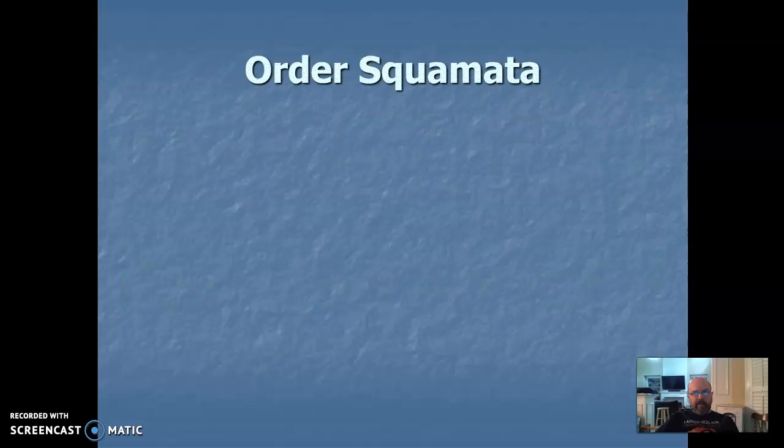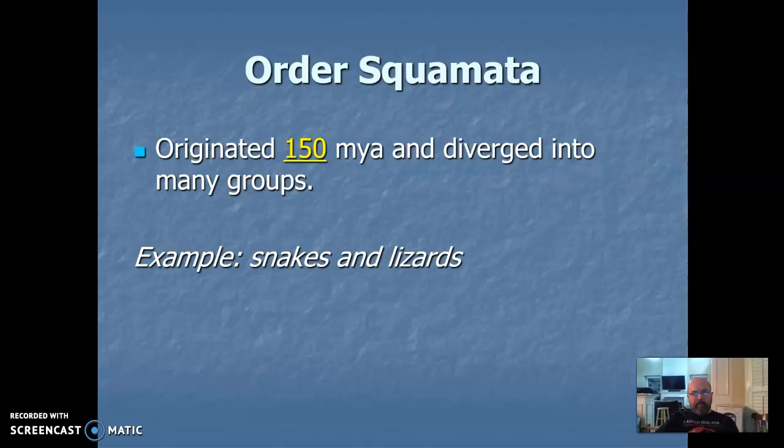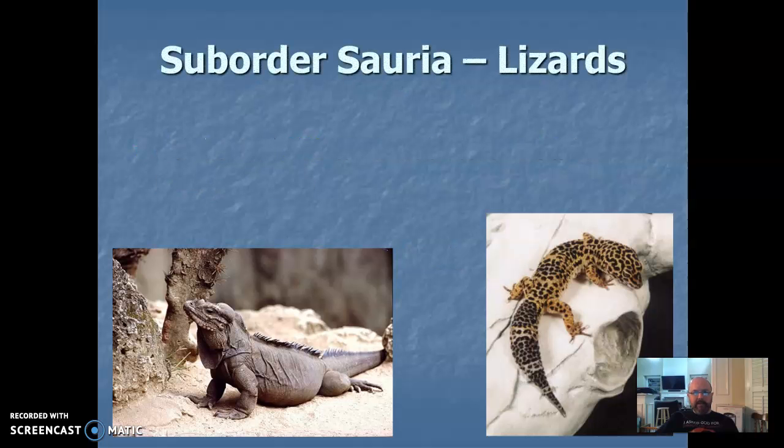All right, so now order Squamata. This group showed up 150 million years ago, and it diverged into many groups. You're probably most familiar with them being called snakes and lizards. They are all squamates. So we'll talk about the two subgroups. Suborder Sauria. Anytime you see S-A-U-R in one of these names, we're talking about something that is lizard-like. Dinosaur means thunder lizard.